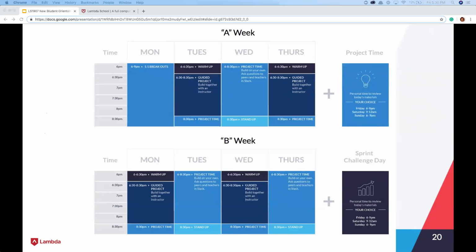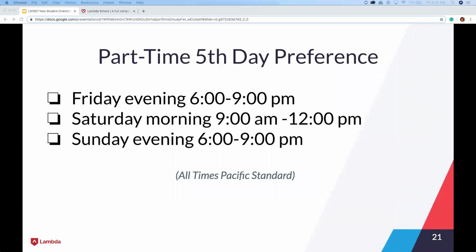I promise. Okay. So now if I could have my section leads go ahead and drop the 5th day preference form. If you haven't filled it out, I want you guys to take about 3 minutes to fill it out. But these are the options. You can have either Friday, 6 to 9, Saturday, 9 to 12, or Sunday, 6 to 9, all Pacific Standard. And if you haven't filled that out, I want to give you the chance to fill it out right now. I'm going to give you about 2 minutes to fill that out. And go.